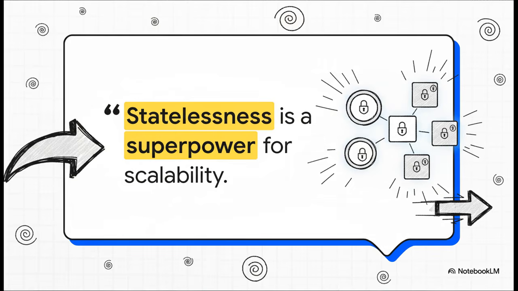And that leads to this quote, which you should basically memorize for any system design interview. Statelessness is a superpower for scalability. By using JWTs, any one of our microservices can check a user's identity all by itself, without having to phone home to a central database. It's faster, it's more resilient, and it's just a much cleaner design for large systems.